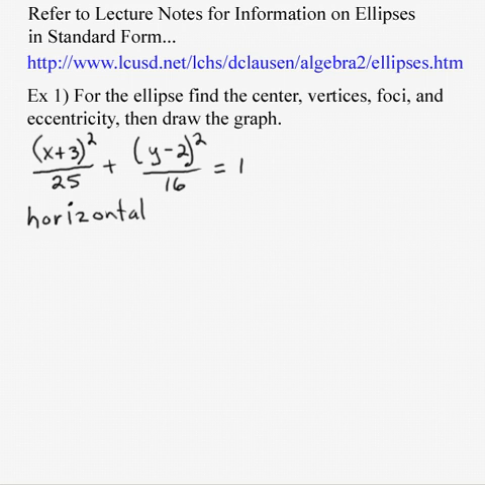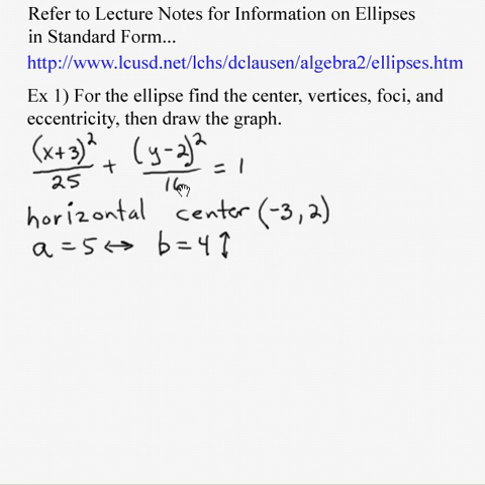It's horizontal. And the center is going to be the opposite of the numbers inside the parentheses, just like we did with a circle if you pretended the denominators weren't there. So -3, +2 is the center. Now the square root of the large denominator we call a. And that tells us we're going to go the same direction as our ellipse, horizontal, left and right, from the center to find our two foci.